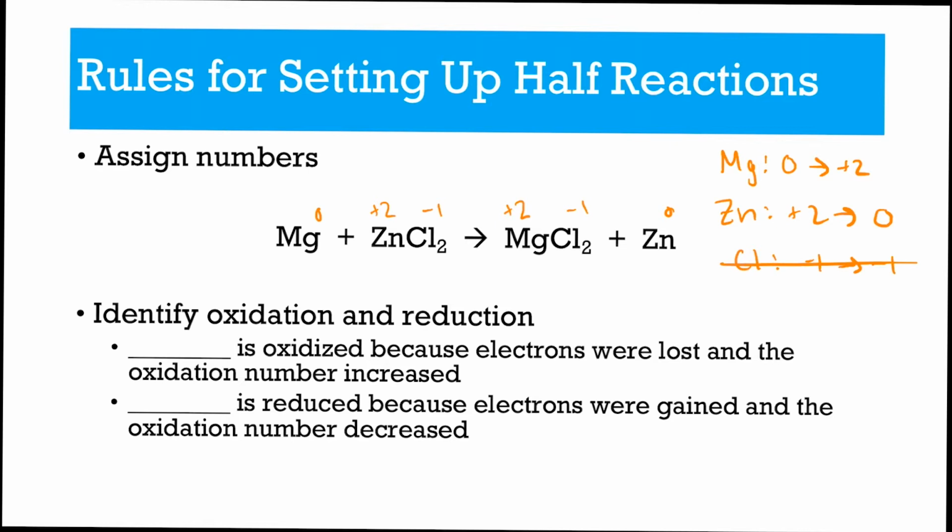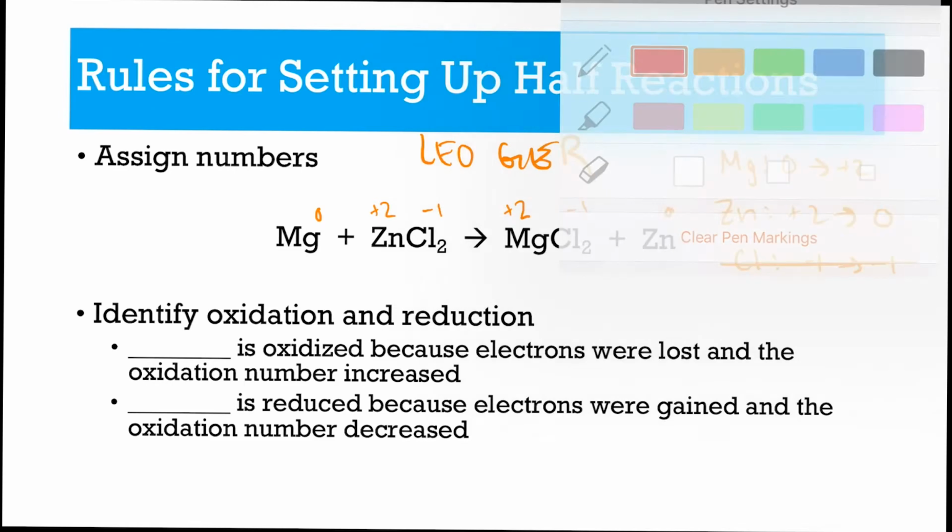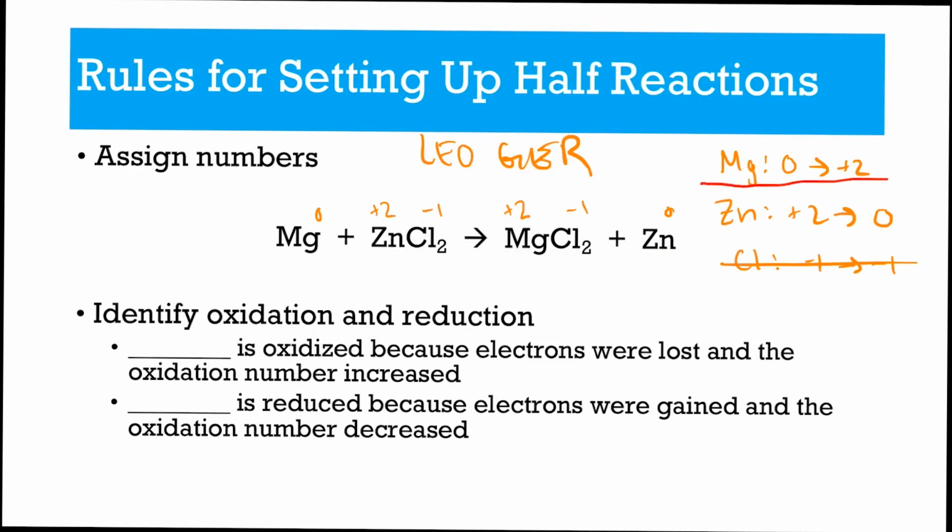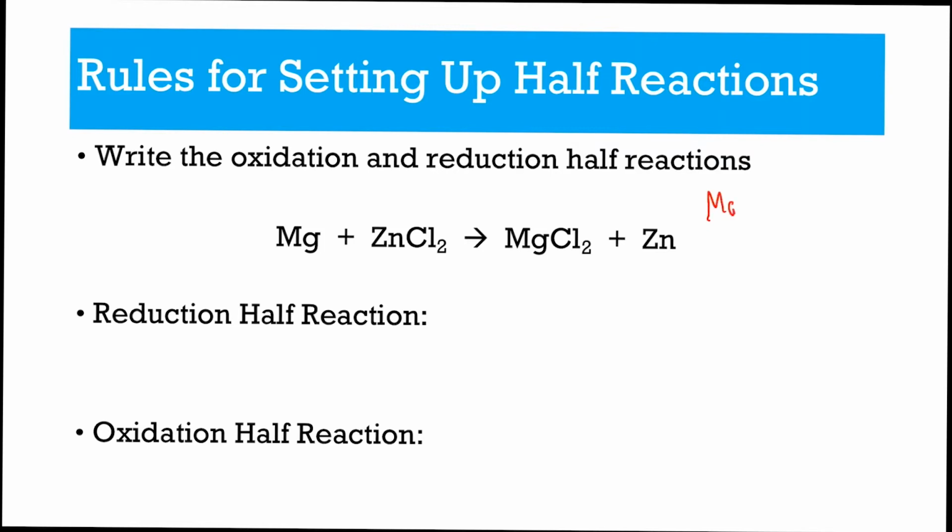Now if we're looking at Mg and Zn, because we have this change, we know a redox reaction has occurred. So the question is, which one is oxidized, which one is reduced? Adding our LEO the lion says GER question. Okay. So with this, if your magnesium is going from 0 to plus 2, its oxidation number is going up. That is oxidation. And zinc, its number is decreasing, that is reduction. So we can say magnesium is oxidized because electrons were lost and the oxidation number went up, and zinc was reduced because electrons were gained and the oxidation number decreased. So if we're going to write these half reactions, let's just put this back here so we know what we're working with.